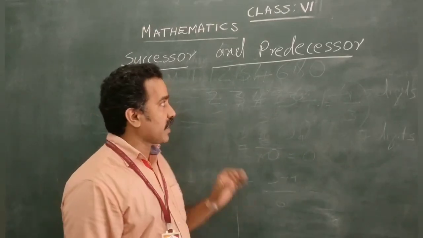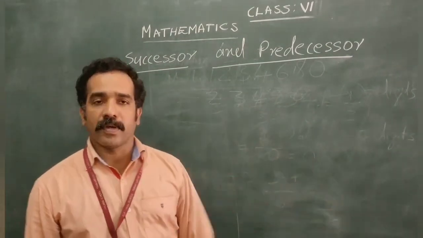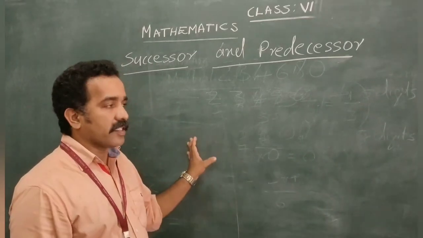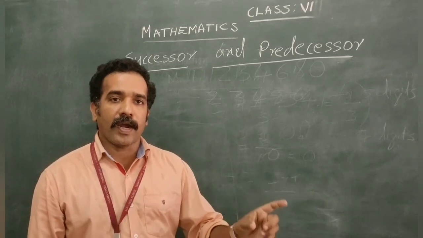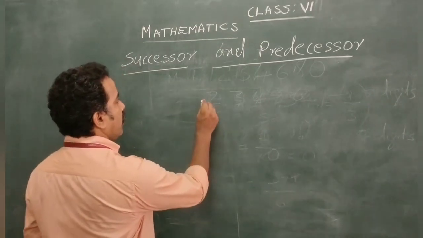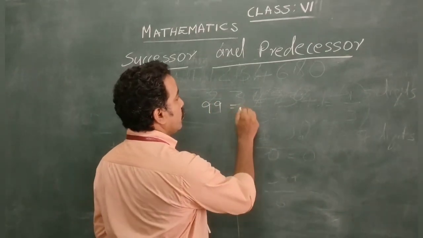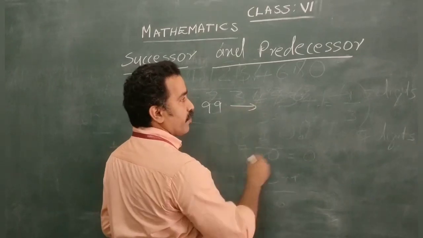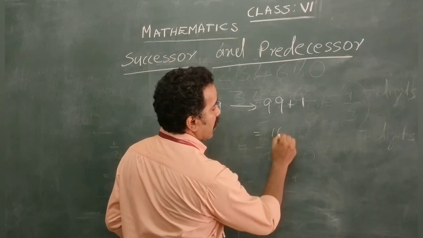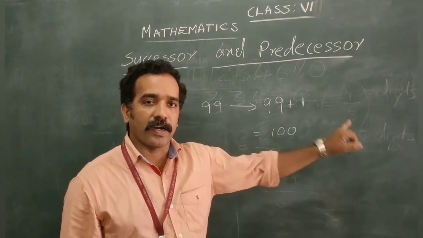So you know what is successor and what is predecessor. Successor means the next number. Along with a number, if you add 1, simply we can define successor: any number, if you add 1 to it, you will get the successor, the next number. For example, the successor of 99 will be equal to 99 plus 1, that gives 100. And successor of 100, 100 plus 1, 101.